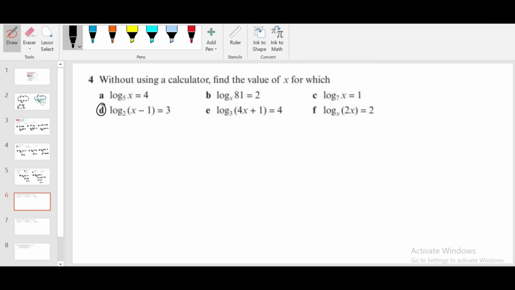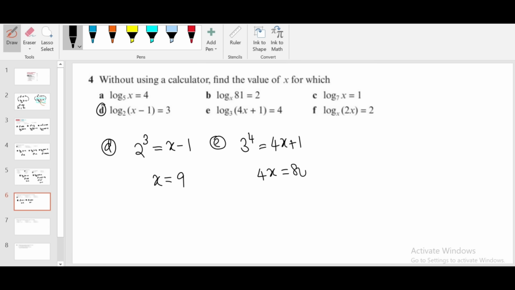Here, D, you can rewrite using power. 2 cube is equal to x minus 1, right? 2 cube is 8, bring the 1 here, so x is equal to 9. Understand? For E, you can write 3 power 4 is 4x plus 1. 3 power 4 is 81. 81 minus 1, 4x is equal to 80, x is equal to 20. Is that clear?